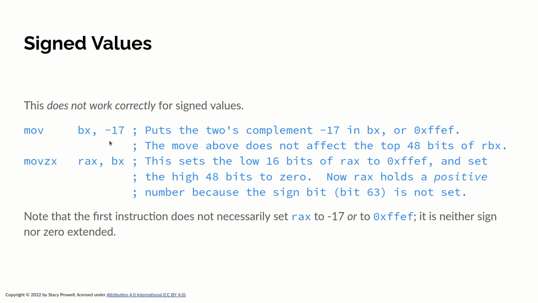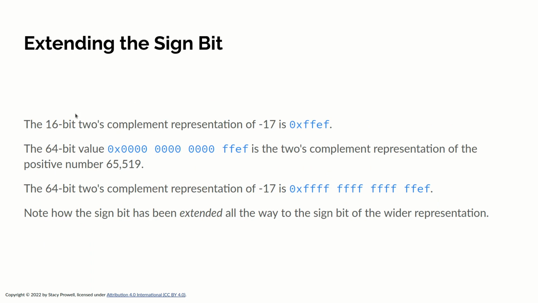So what do we need to do? We need to extend the sign bit. So the two's complement representation of minus 17 is that. The two's complement representation of minus 17 in 64 bits is this. So notice what happened here. The sign bit is the high bit here, and I just smeared it right across here. And that's how I end up with the minus 17. The sign bit has been extended all the way over here and filled in. And that's how I get a minus 17.